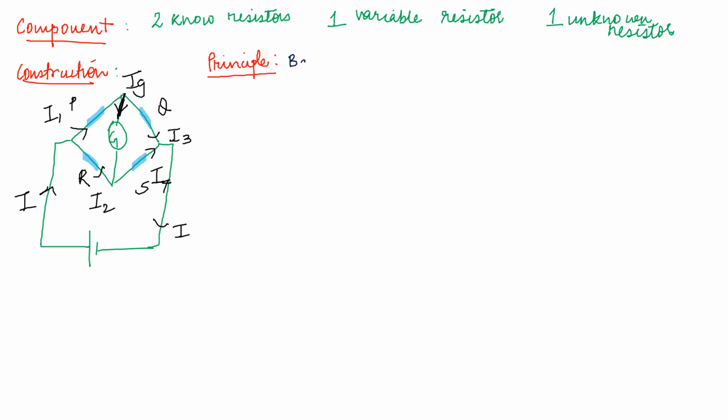Now the principle for this is that it's based on null deflection, that is, the ratio of their resistances is equal and no current flows through the galvanometer.